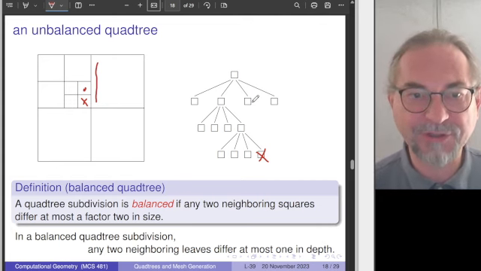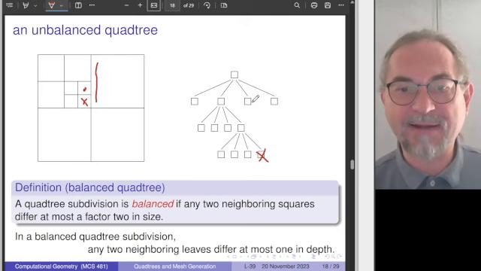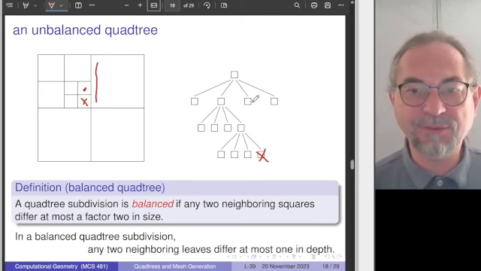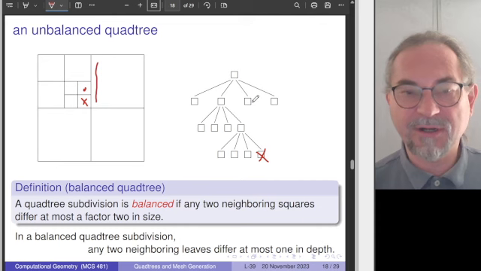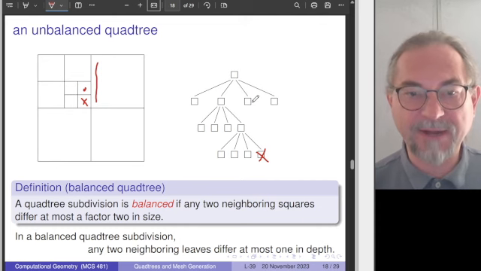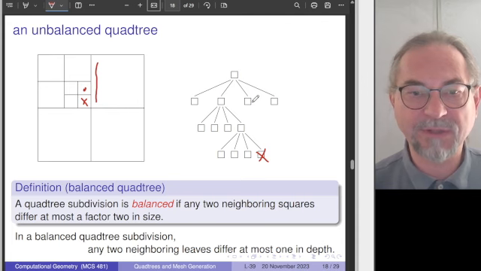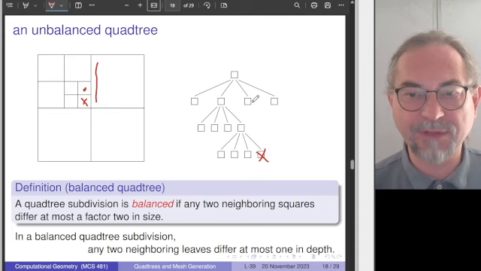So the definition: when is a quadtree balanced? If any two neighboring squares differ at most a factor 2 in size. So in a balanced quadtree, two neighboring leaves differ at most 1 in depth.